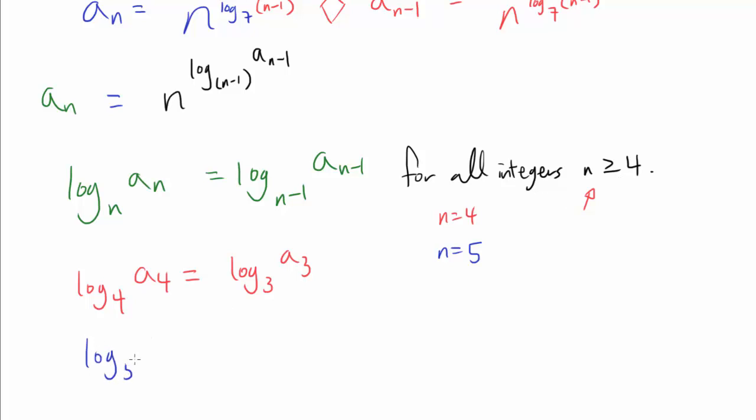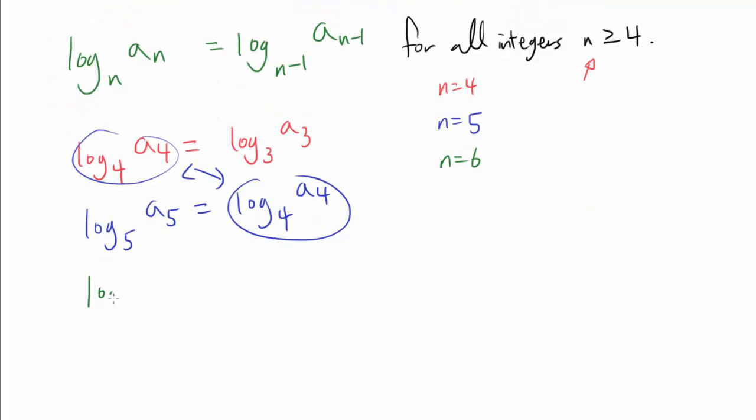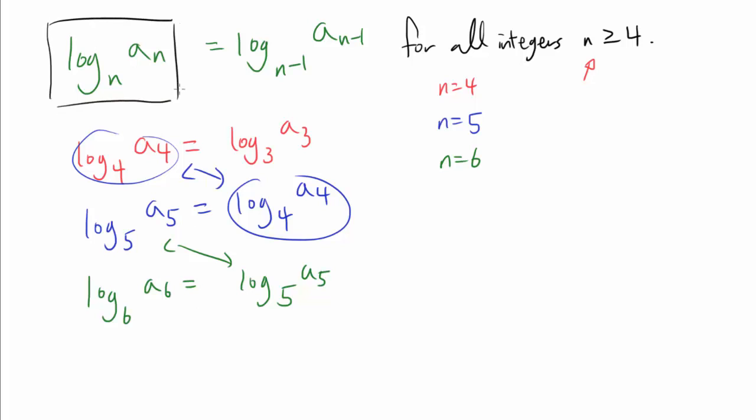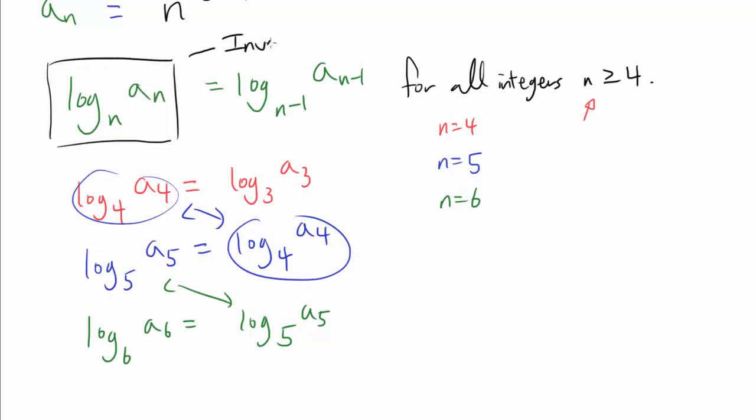Well, this also works when n is equal to 5. In that case, we're going to get log base 5 of a sub 5 is equal to log base 4 of a sub 4, and these are the same. And I bet you see it now. When n is equal to 6, we can do it again. Log base 6 of a sub 6 is log base 5 of a sub 5. So we have this chain of equality, which is telling us that log base n of a sub n always stays the same. And this type of expression in a problem is called an invariant. So we have log base n of a sub n being our invariant.